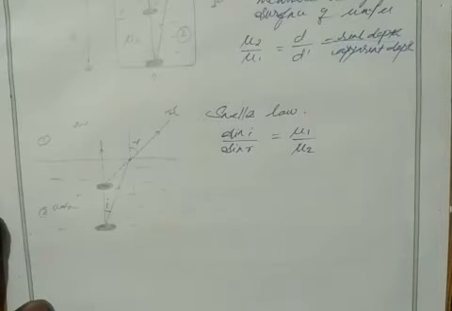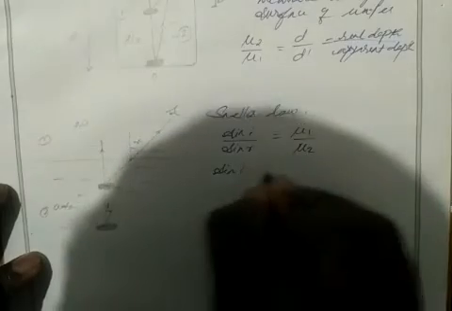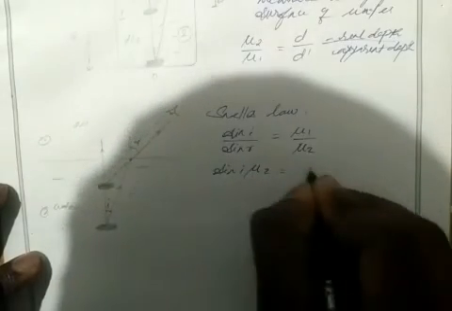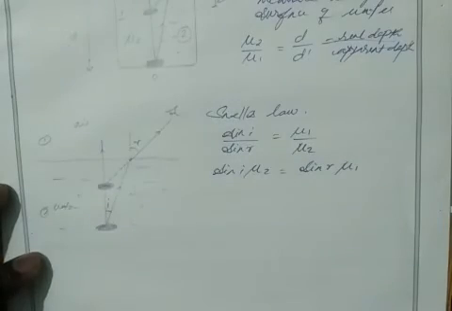We took mu2 by mu1; here we take mu1 by mu2, which means the refractive index of medium 1 with respect to medium 2. It is constant, so we can take either mu2 by mu1 or mu1 by mu2. Here the source is located inside the water, so we take mu1 by mu2. Then we rewrite this formula: sin i mu2 equals sin r mu1.